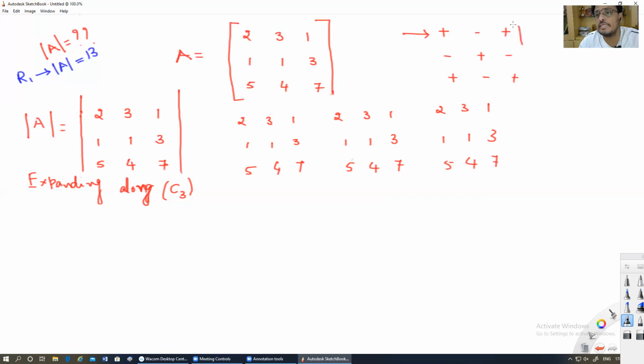So this is column 3 signs. Look here, column 3 means the top signs are plus, minus, plus. So this we are going to go for. Now you can write the determinant. See how we can write the determinant of A here. First you write top sign plus 1. You have taken 1, plus 1 gap, and after that minus 3.